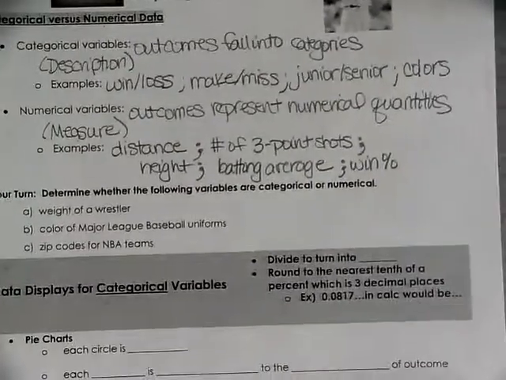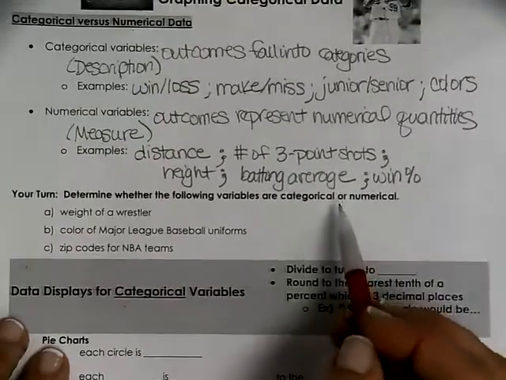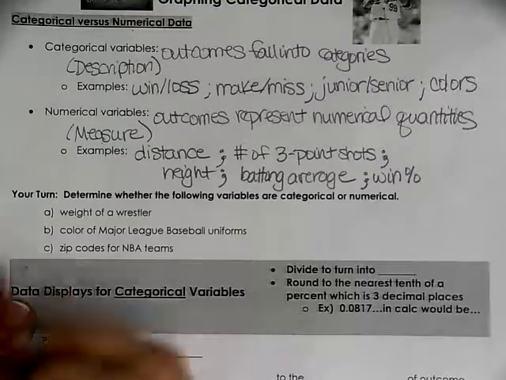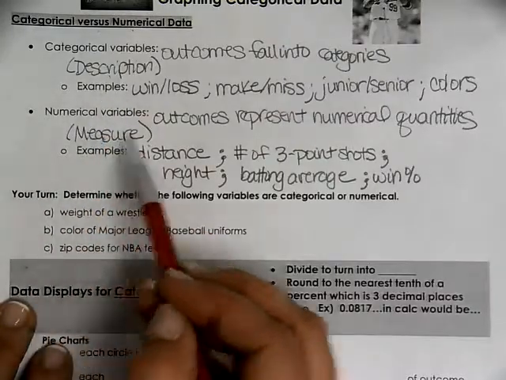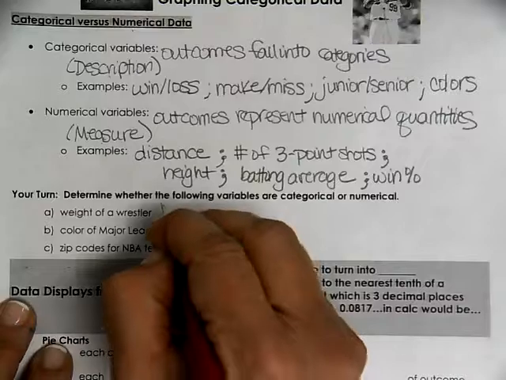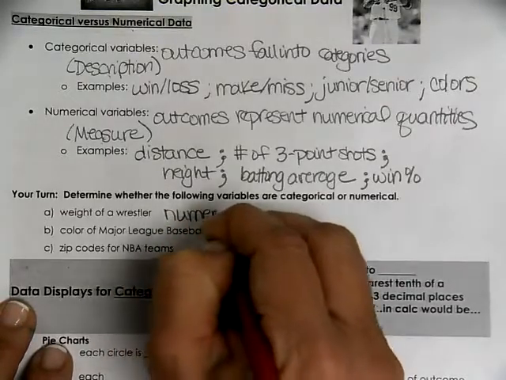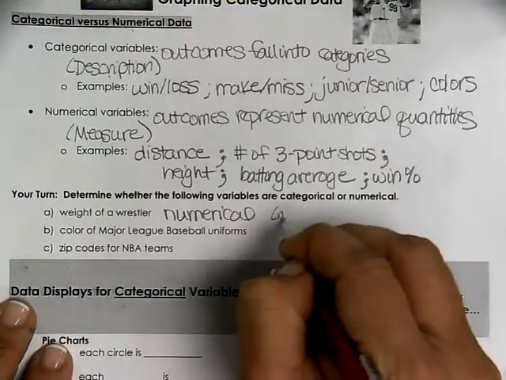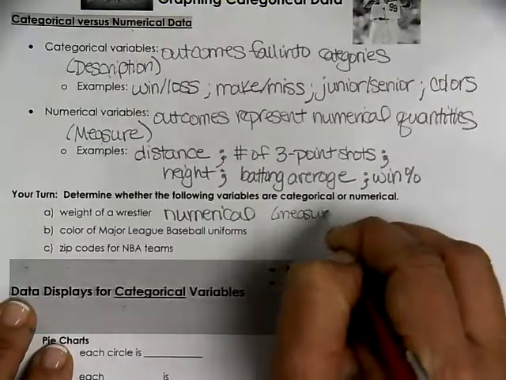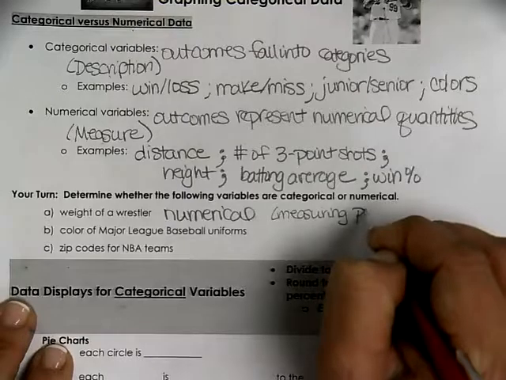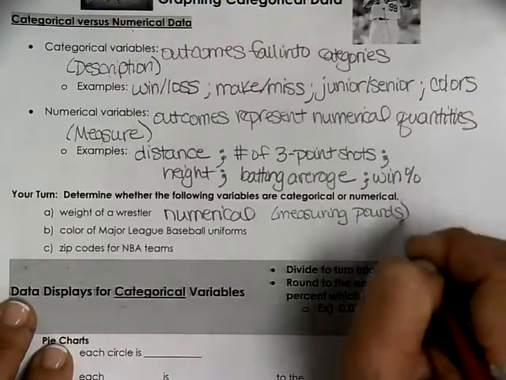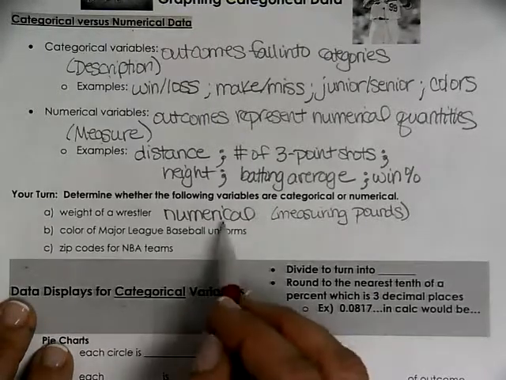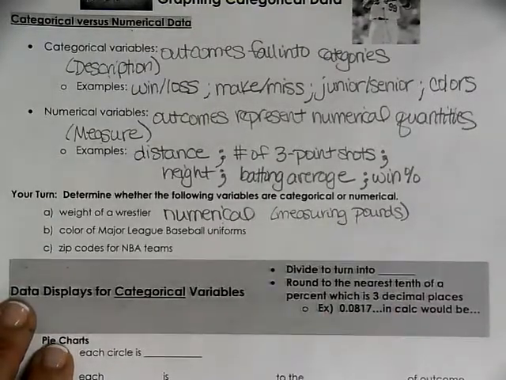So let's determine whether the following variables are categorical or numerical. Weight of a wrestler. Is weight a description or a measurement? Well, weight is more of a measurement, so weight is going to be numerical because notice that you're measuring pounds. That is usually how we measure things in the human body. So the weight of a wrestler is numerical because we are measuring pounds.